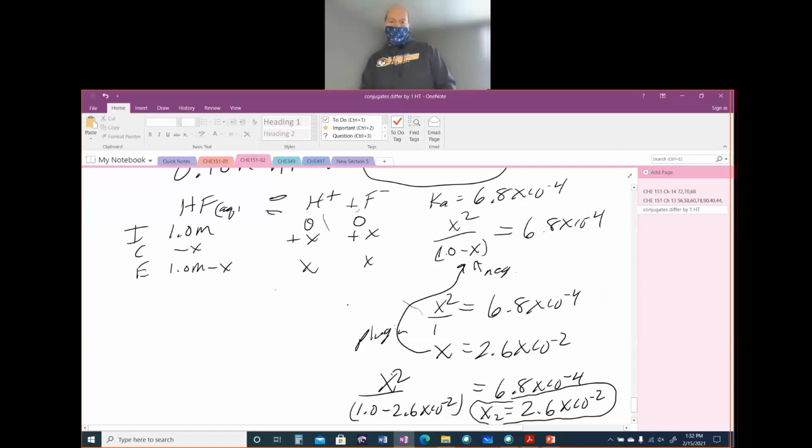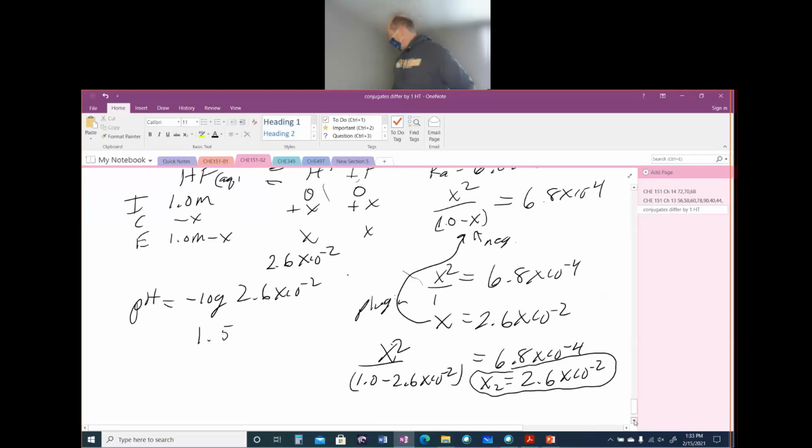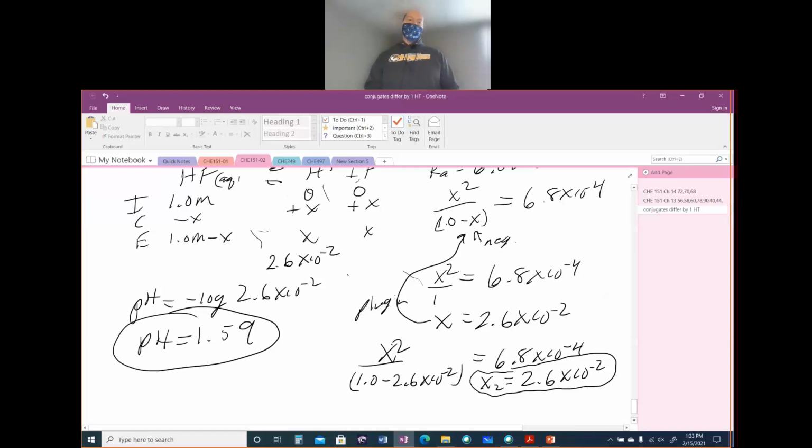So now we know X, 2.6 times 10 to the minus 2. Then we just take the pH. That is the negative log of 2.6 times 10 to the minus 2, which is 1.5 something, I think. Negative log of 2.6, 1.59. So the pH here is 1.59, which is what we predicted. That is less than what we had before, 2.10.